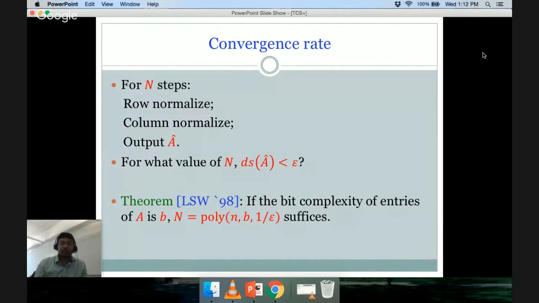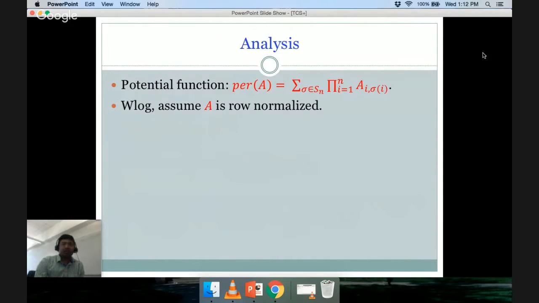So LSW proved that a polynomial number of iterations suffice, and I'll show you how their analysis worked. Any other questions? Okay.